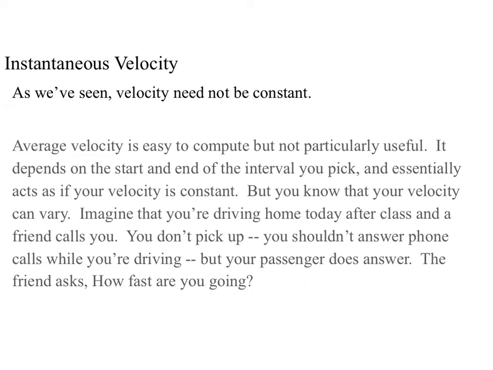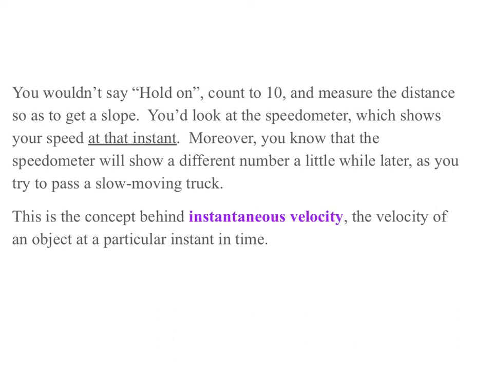It depends on the start and end of your interval that you pick, but essentially acts as if your velocity were constant. But you know that your velocity can vary. Imagine that you're driving home today after class and a friend calls you. You don't pick up, you shouldn't answer phone calls while you're driving, but your passenger does answer, and the friend asks, "How fast are you going?" You wouldn't say, "Hold on, count to 10, and measure the distance so as to get a slope." You'd look at the speedometer, which shows your speed at that instant.